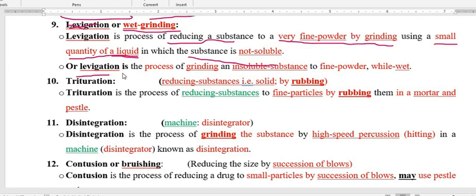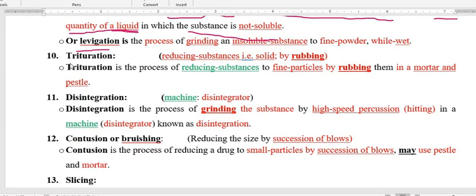Next term is trituration. Trituration is also a process of reducing the size of solid particles to very fine particles by rubbing, and this is usually performed in a mortar and pestle. So this is also a process of reducing the size into very fine particles by rubbing, with the mortar and pestle, and it is called trituration.